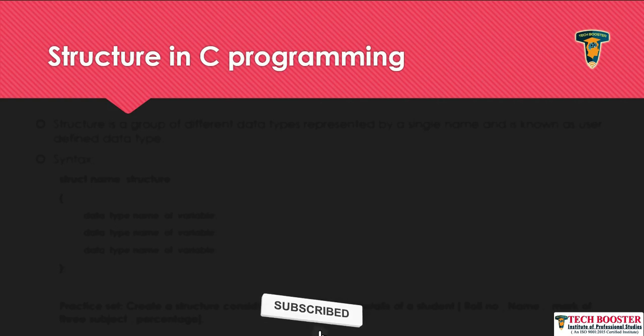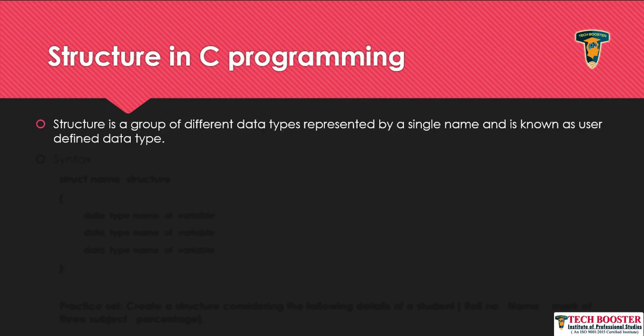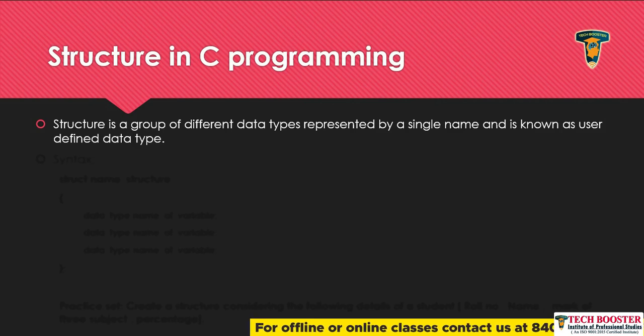But consider the case if there was a solution where, considering a single data type, you can store data from different data types. What would have been the scenario? That particular thing can be achieved considering a structure. Structure is a group of different data types represented by a single name and is known as a user defined data type. So by using structure, you can create your own data type.